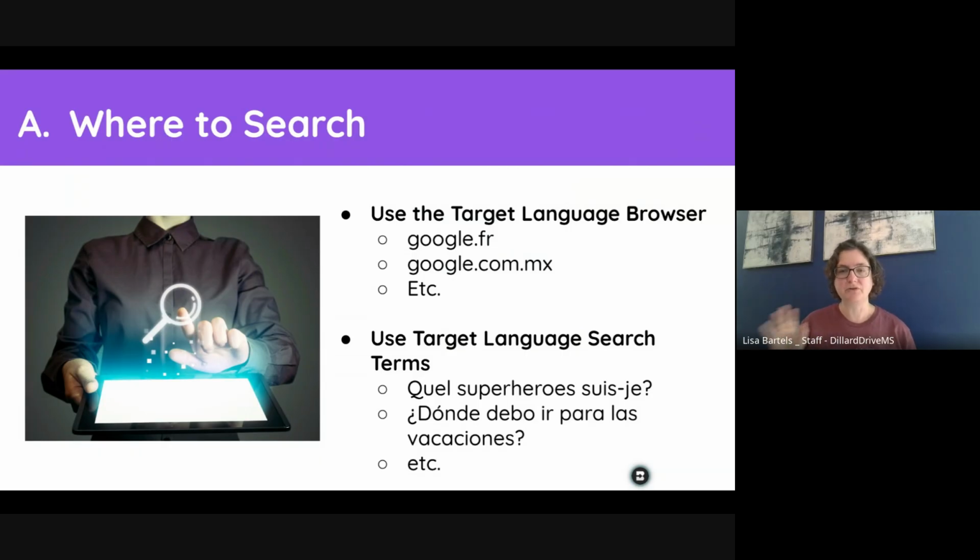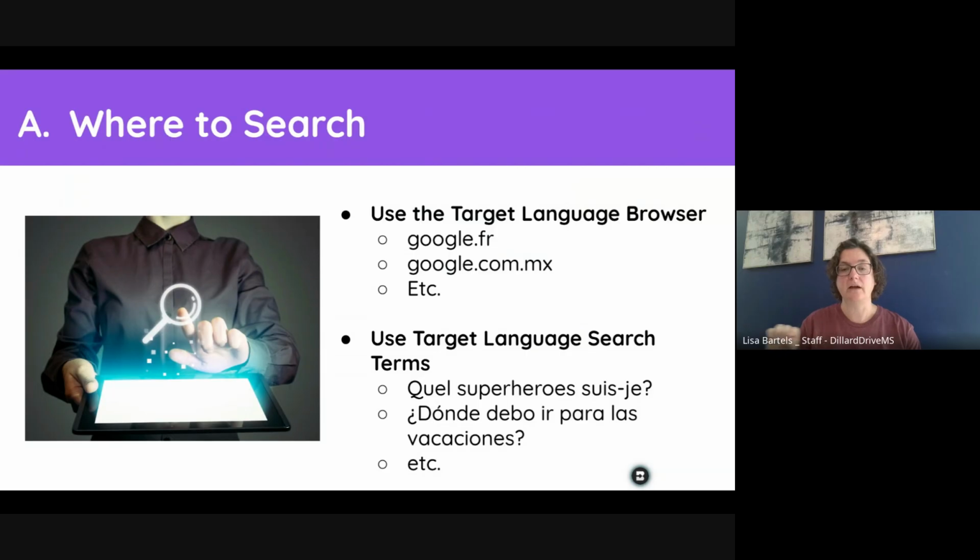Okay, well, a few little search tips. First of all, use your target language browser. So if you're a French speaker, google.fr is going to give you better results, and once you go to google.fr, do your search in French, you're going to find better results because that's the way that target language speakers search. Same for Spanish speakers.